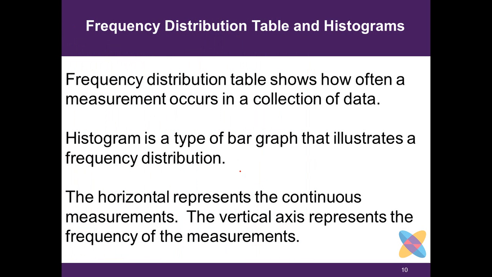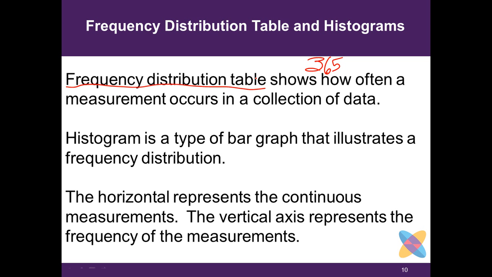Let's suppose then that you're doing this for 365 days, and you want to consolidate your data to determine trends, if you will. You may want to make something called a frequency distribution table, which means how often do certain measurements occur. Once you make a frequency distribution table, then you may want to make an illustration using a histogram, which is a type of bar graph that illustrates a frequency distribution.